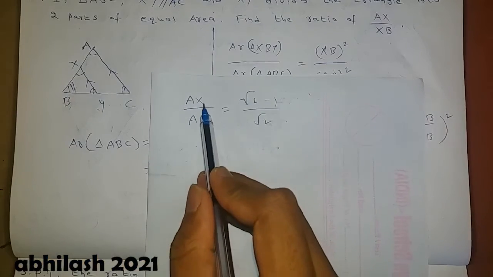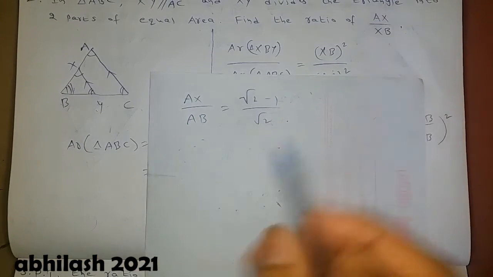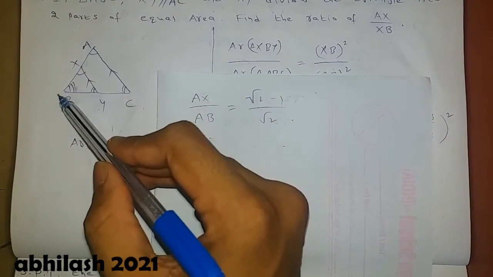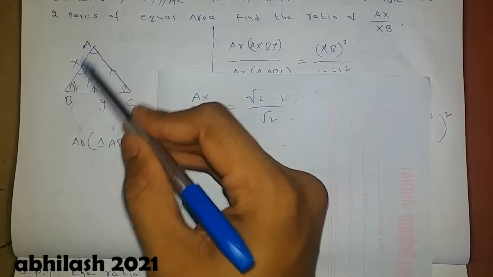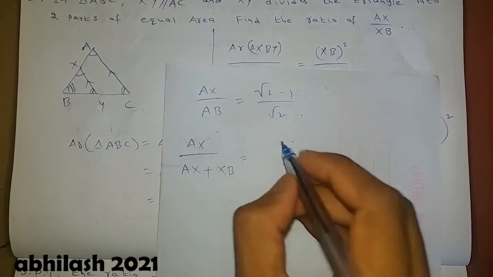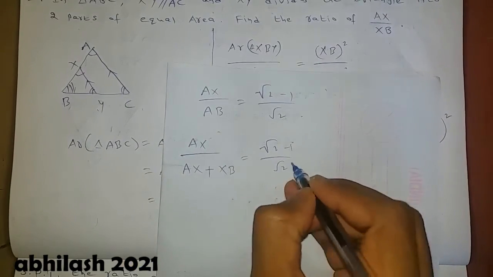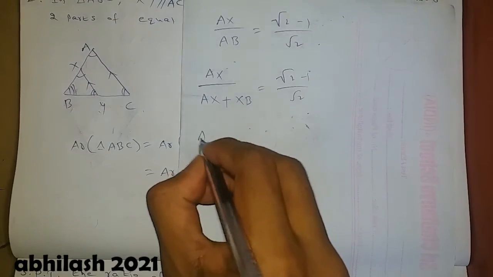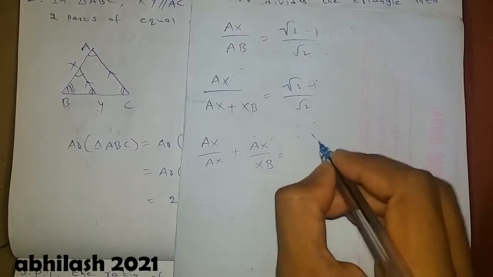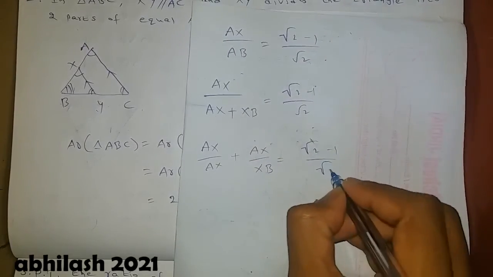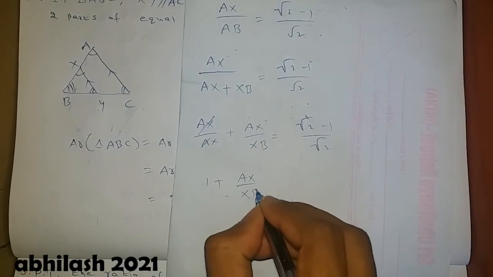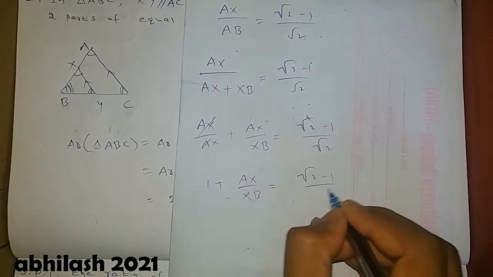But in the place of AX by AB, actually we want AX by XB. So AX as it is divided by, now AB I will write as AB is nothing but total side. So total side can be written as AX plus XB, which is equals to root 2 minus 1 divided by root 2. Again I will separate the LHS now. So we will get AX by AX plus AX by XB, which is equals to root 2 minus 1 divided by root 2. These two will get cancelled. So we remain with 1 plus AX by XB is equals to root 2 minus 1 by root 2.